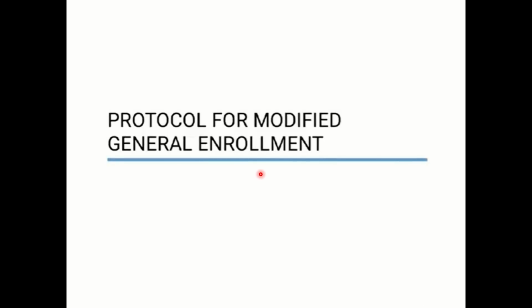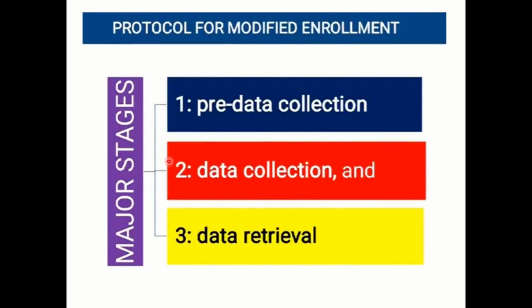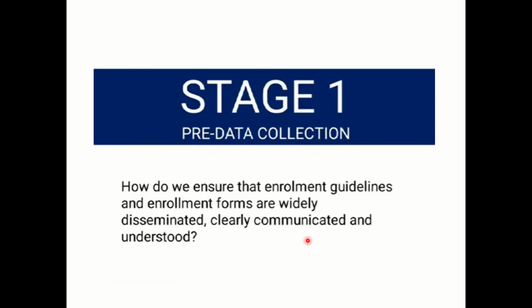Protocol for Modified General Enrollment. So there are three major stages. 1. Pre-data collection. 2. Data collection. And 3. Data revival or retrieval. Stage 1, the pre-data collection: how to ensure that enrollment guidelines and enrollment forms are widely disseminated, clearly communicated, and understood.